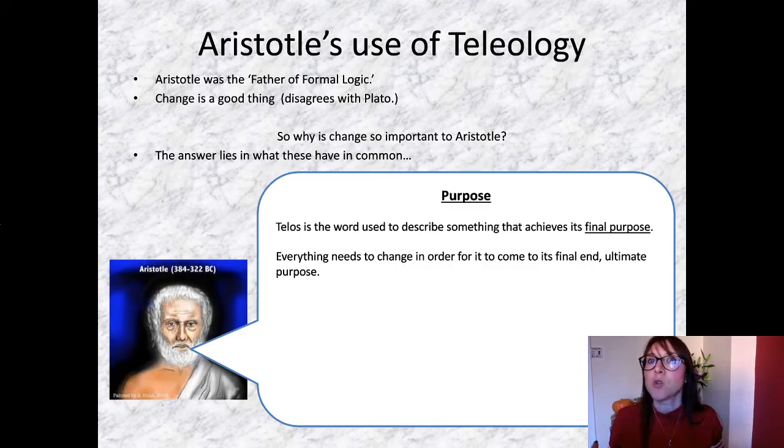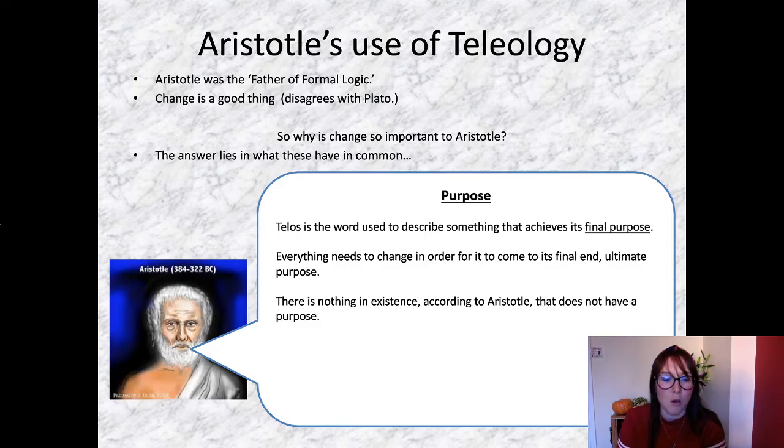A bee doesn't just suddenly start pollinating. It has to change. It has to learn. It has to do what it can. With a pregnant belly, you don't just have a baby. You've got to brew it in the oven for 9 months. These things involve change, involve development. A tree doesn't suddenly start taking in carbon dioxide when it's just a seed. No, it has to change from a seed with conditions like water to grow into a tree to then be able to do that. There is nothing in existence, according to Aristotle, that does not have a purpose.